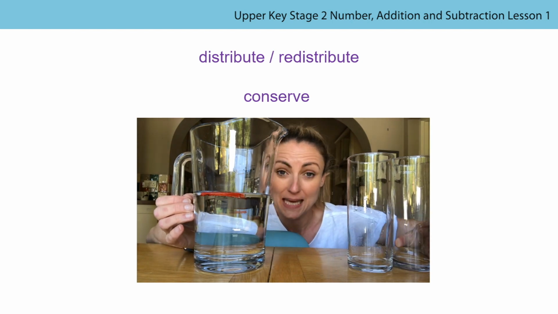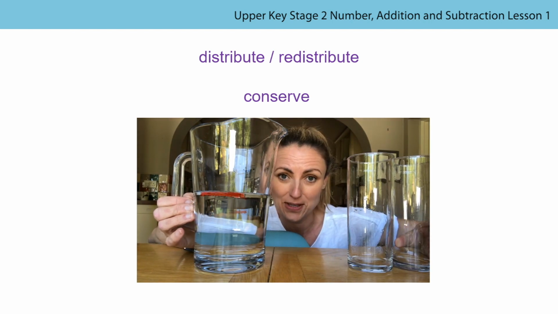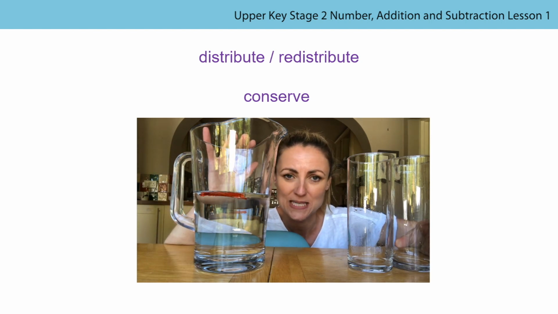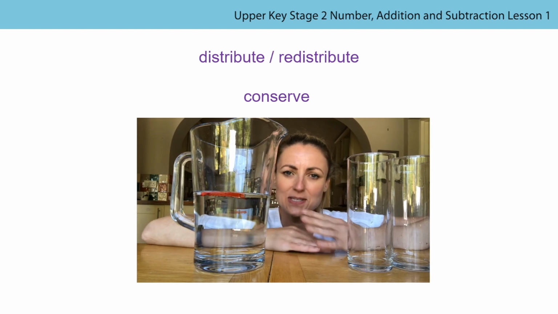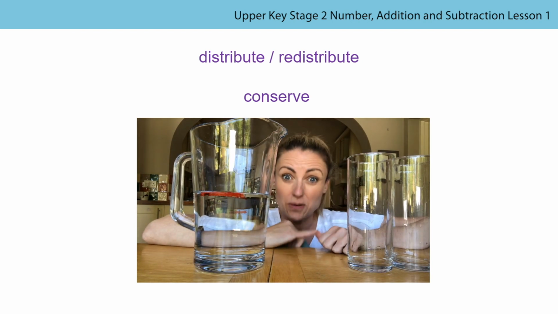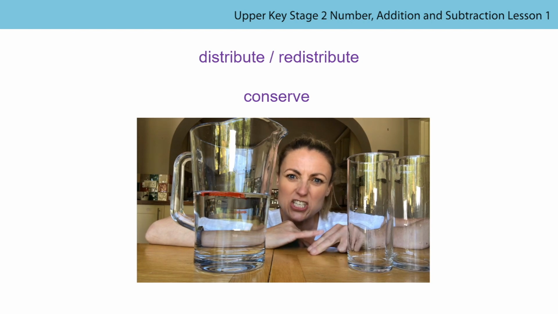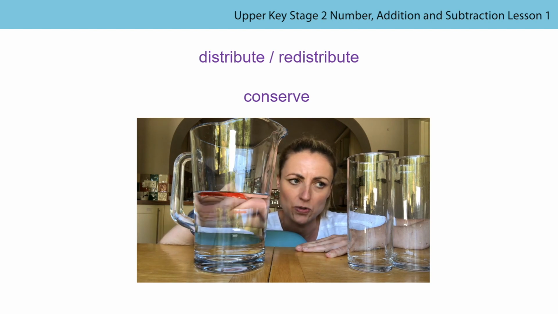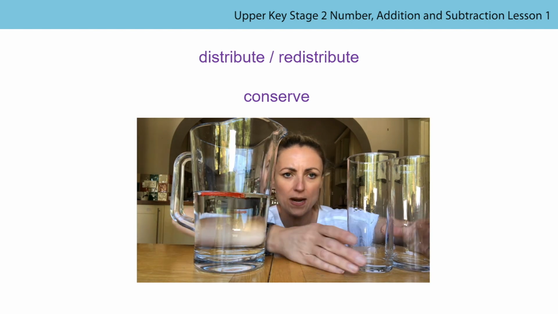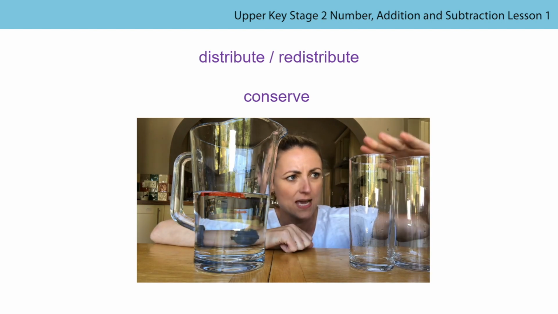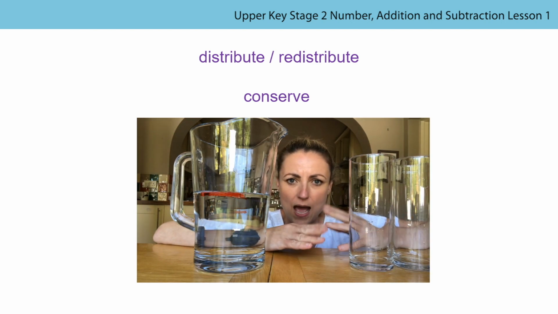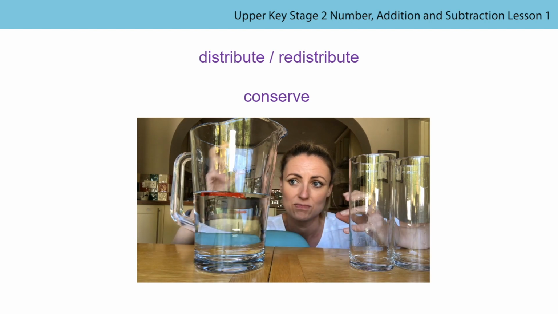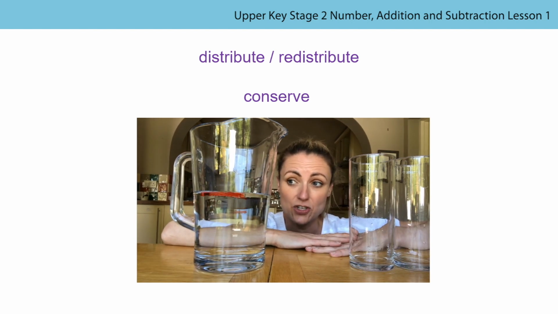So I am now in my kitchen. I didn't want to spill water all over the computer upstairs. I'm on the kitchen table and I'm going to use this jug with some water in and these two glasses to really help us understand these ideas of distribute, redistribute and conserving an amount, keeping something the same. So here's my water, and what I want to show is how, when I distribute the water into these two glasses, that impacts the total amount of liquid that was in the jug. I'm hoping that it's going to stay the same. Shall we have a look?